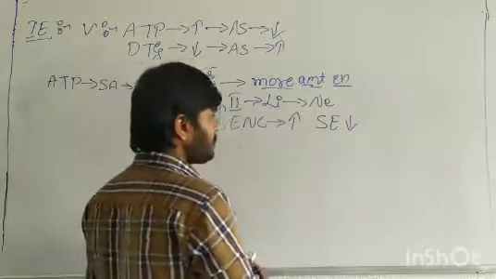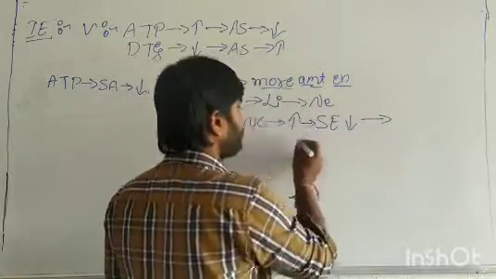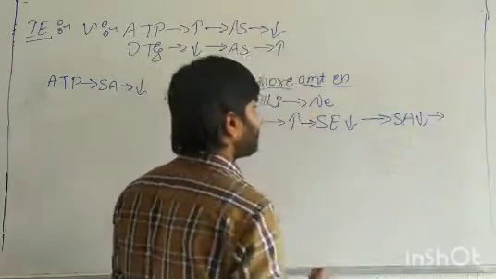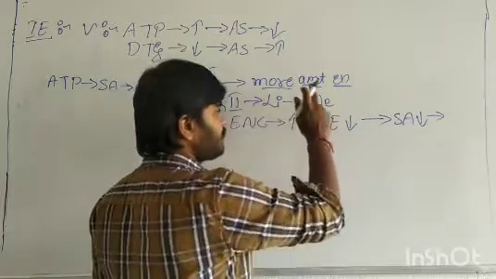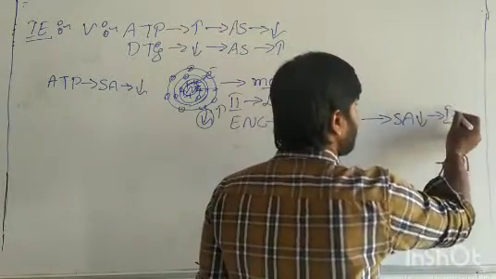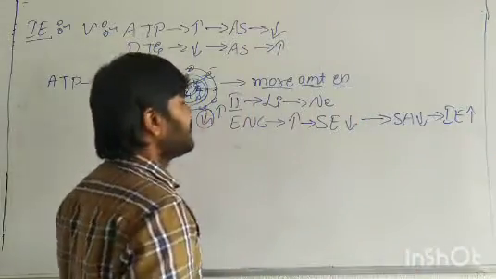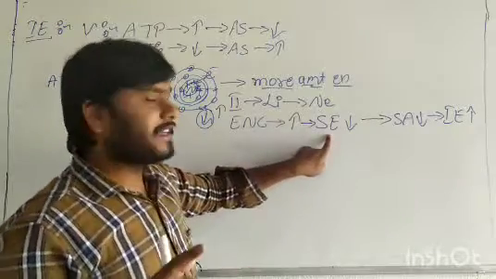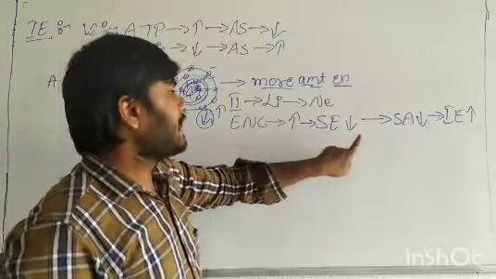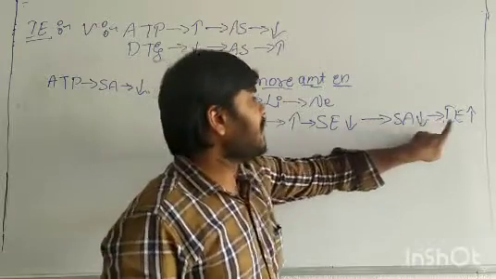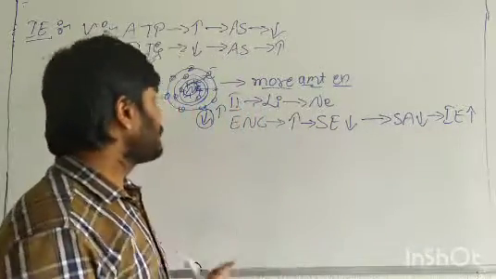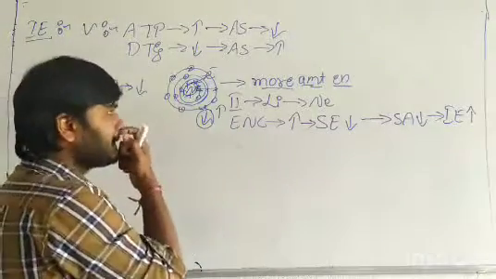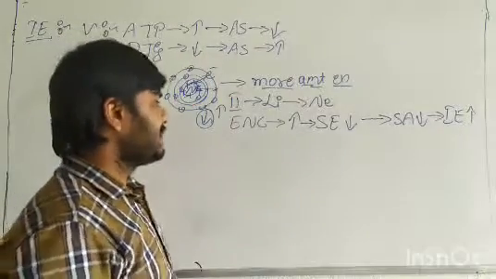Okay, and what about the size of the atom? If effective nuclear charge is high, the size of the atom will decrease. What about ionization enthalpy? Effective nuclear charge is more, so size of the atom is decreased, which means ionization enthalpy increases. Okay, this is the regular trend. Effective nuclear charge increases, screening effect decreases, size of the atom decreases, and ionization enthalpy increases. This is the complete description of why ionization enthalpy increases along the period.